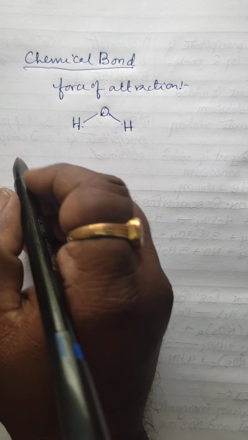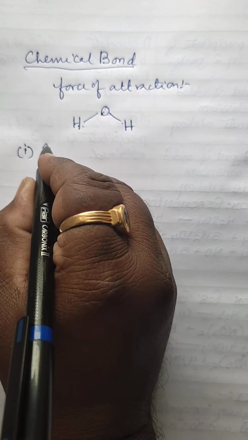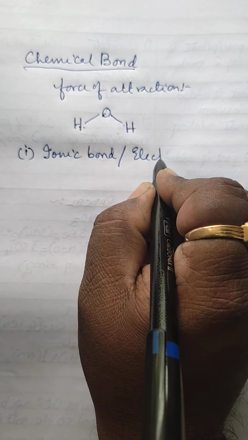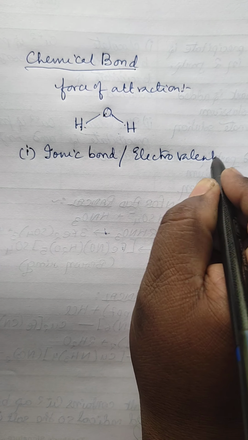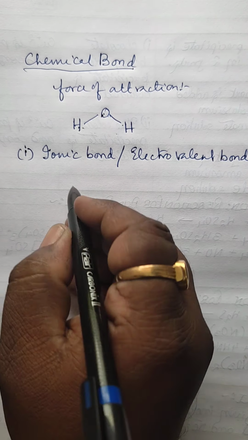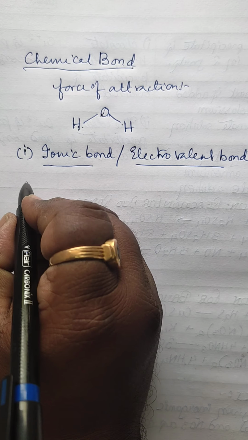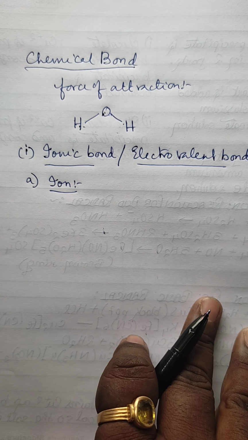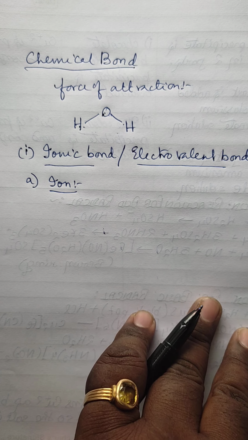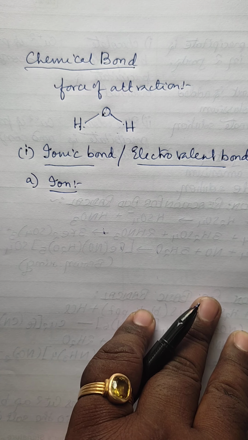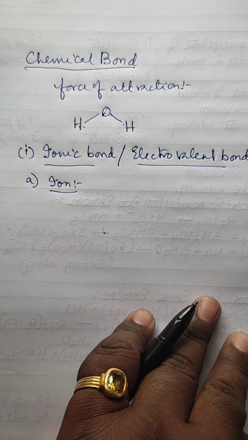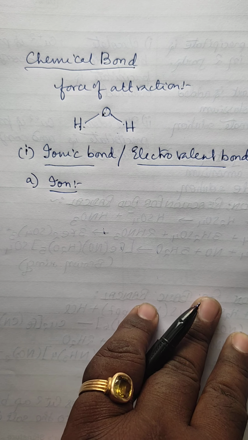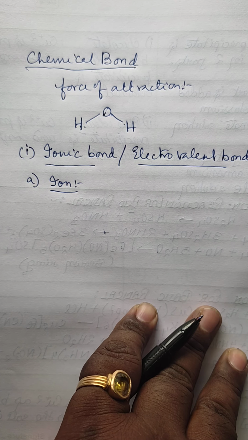Okay. Now chemical bonds are of two types. The first type is called ionic bond, or electrovalent bond. Now the first thing we should know is, what is an ion? An ion is an atom or a group of atoms that has a positive or a negative charge because of loss or gain of electrons. So if I ask you what is an ion, you should say an ion is an atom or a group of atoms that has either a positive or a negative charge because of loss or gain of electrons.